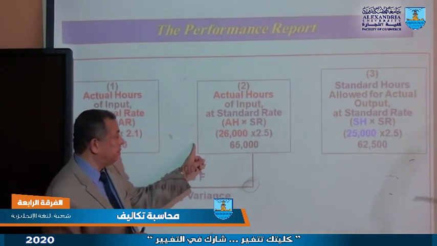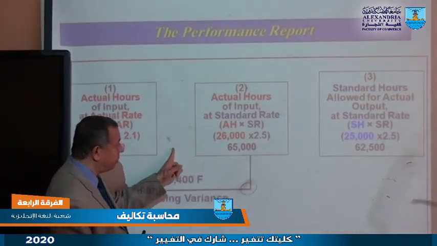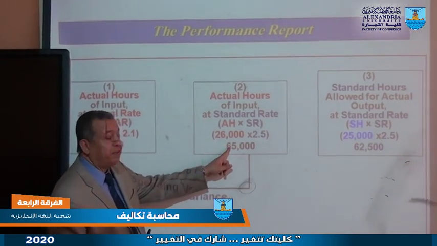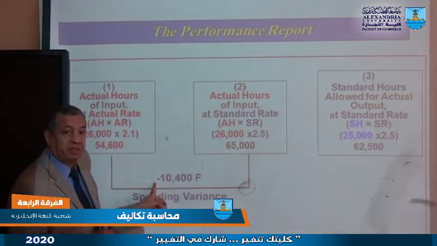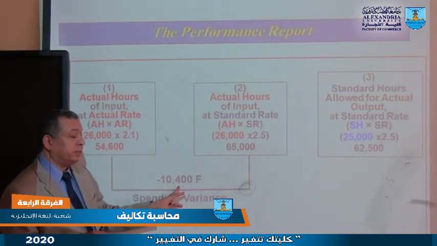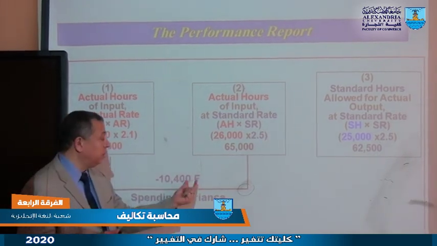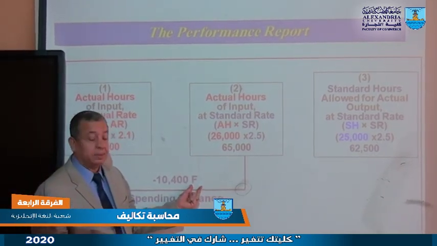54,600 minus, again, 54,600 minus 65. The difference is negative, negative 10,400. Negative, it means in accounting favorable. Favorable, its sign will be F.